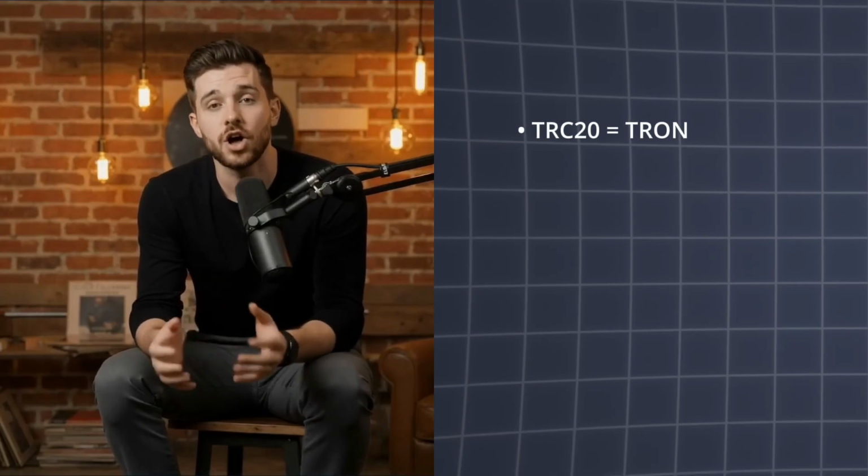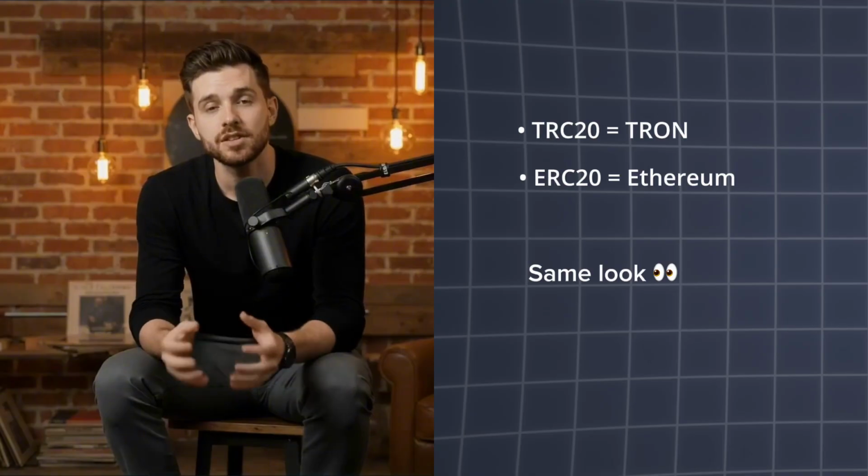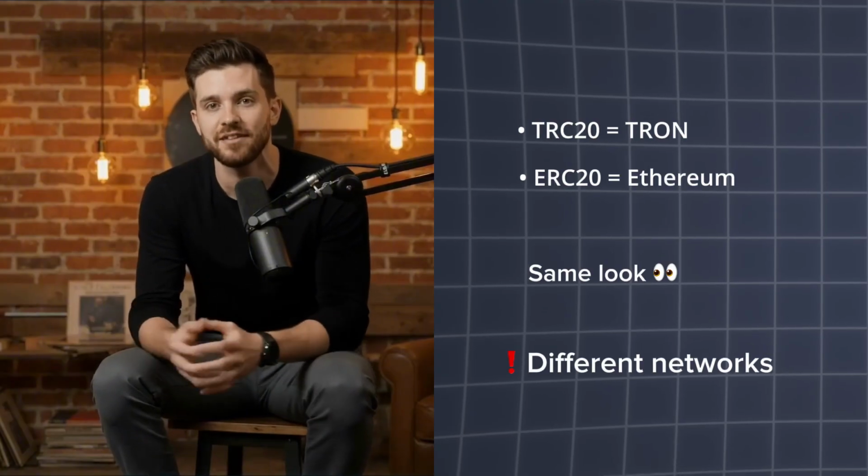So let's break it down. TRC20 is the token standard on the Tron blockchain. ERC20 is the token standard on Ethereum. They may look similar, but they run on completely different networks.